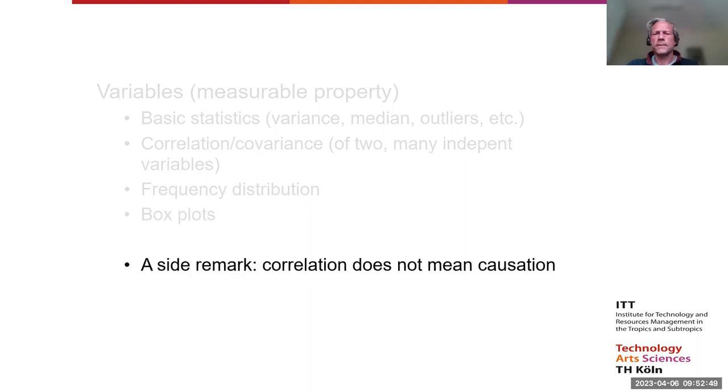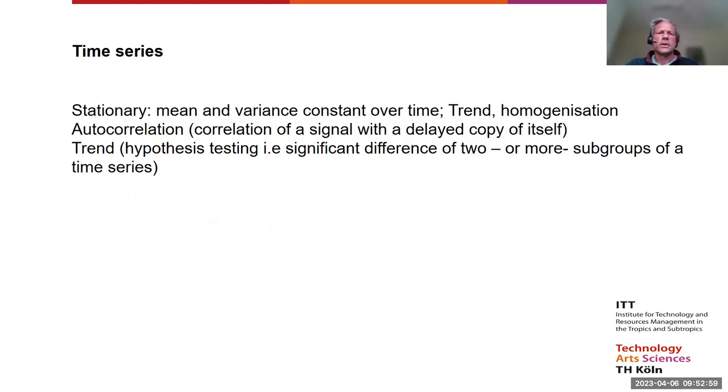And of course, even if it's a high correlation, it doesn't say anything about cause and effect. That is, I think, also clear, no? Then a special type of data are time series.